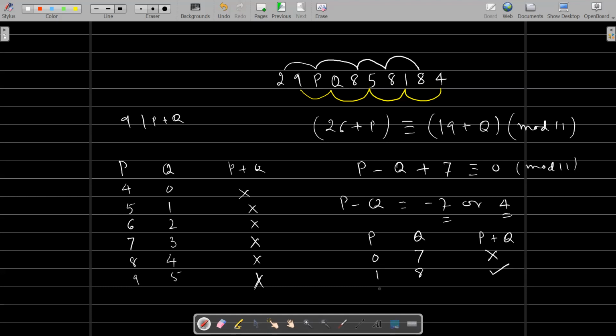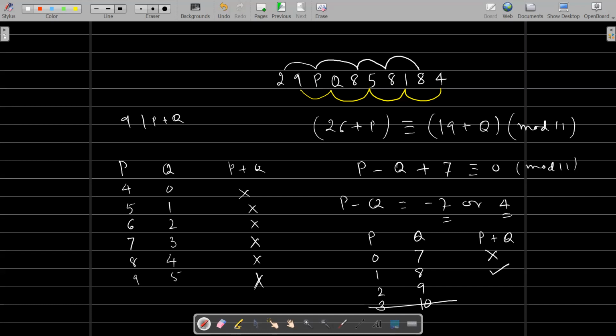Sir, I have a doubt. If p is 3, then what will q be? In that case it will be 10, but 10 is not a digit. So we won't consider that case. If p is 3, this case won't arise because q is not a digit.